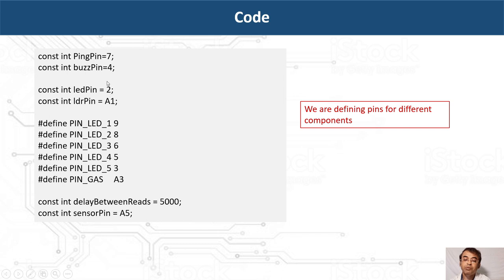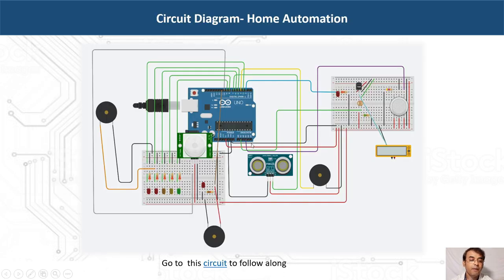So you have the LED pin that is responsible for when light is not enough in your room, so this LED will immediately glow. We have the LDR pin, this analog pin. So I have to connect the LDR sensor to pin number A1. There are 5 LED pins for detecting gases at different levels, and we have another gas sensor pin, I have to connect the gas sensor with this A3 pin of the Arduino board. Okay, this is one variable, the delay between reads, and there is another pin which is also a sensor pin for temperature.